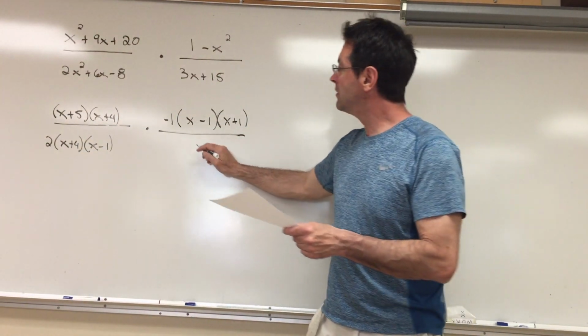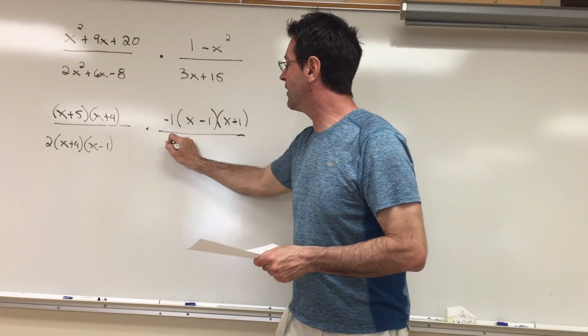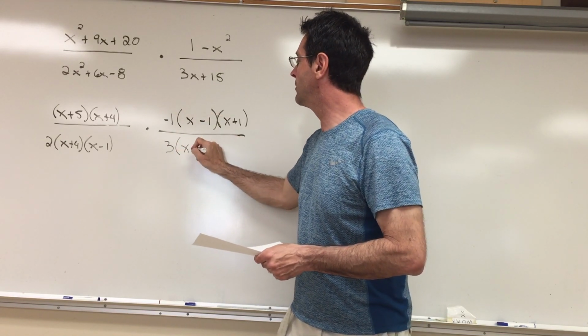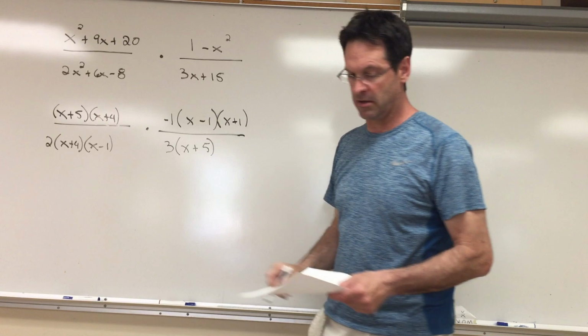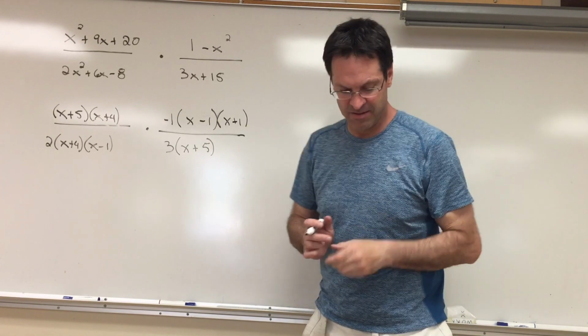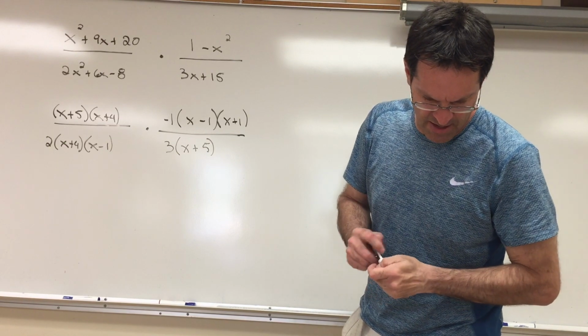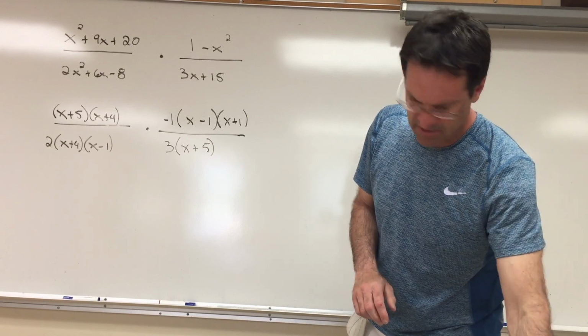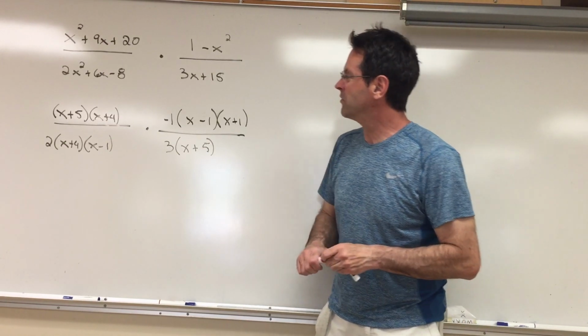Here we go. 3x, we could take out a common factor of 3. We end up with x plus 5 in the denominator here. Now, we can cancel out common factors, top and bottom.